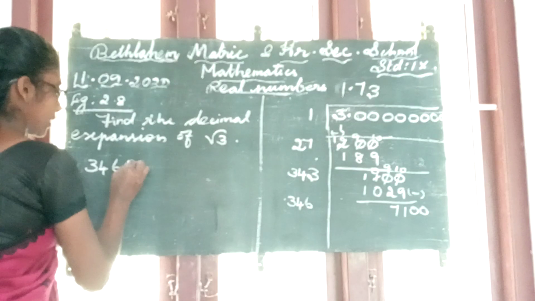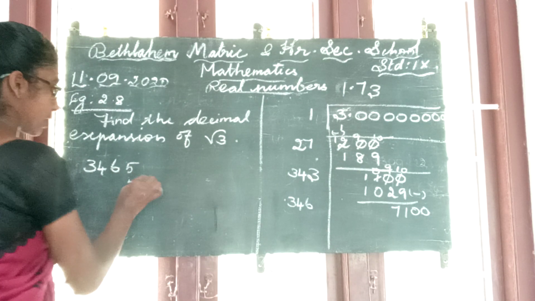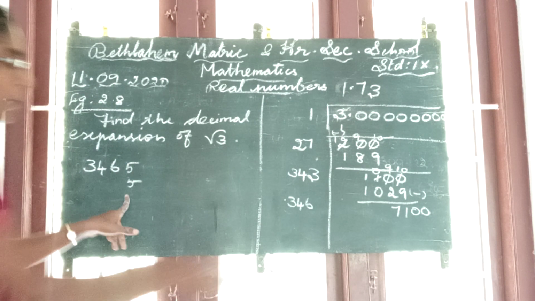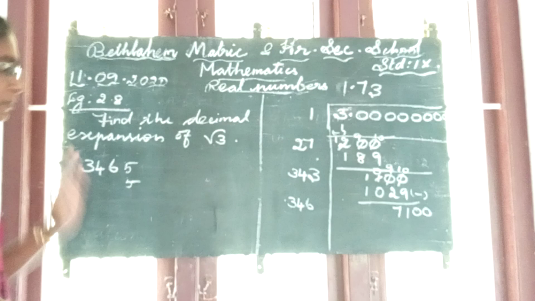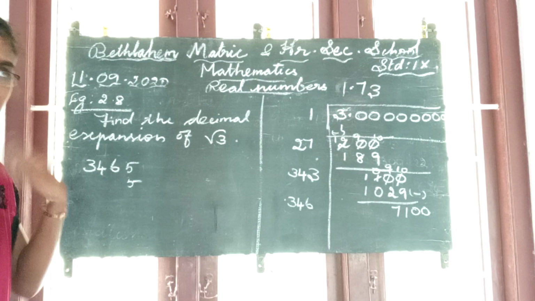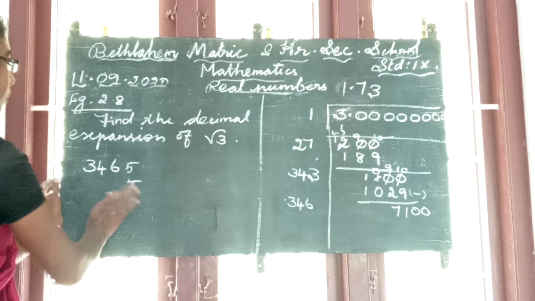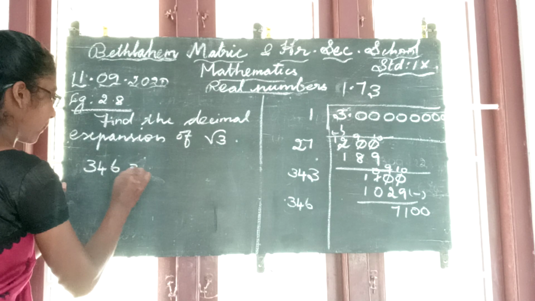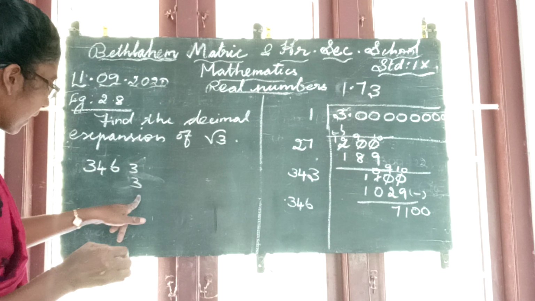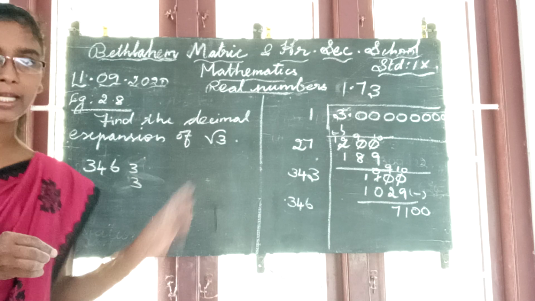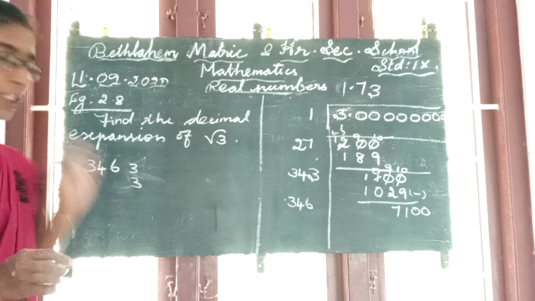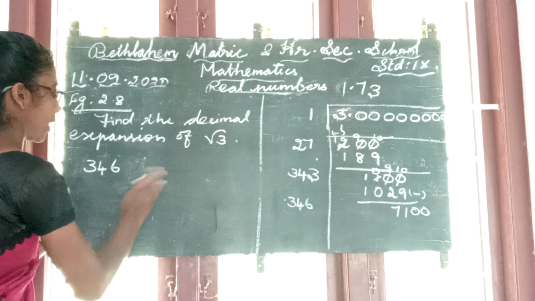So, if you are writing 5, just check it. 5 3s are 15. But here 7 is there. So 5 times it won't go. Less than 5 times only will become. Now, I am checking 3. 3 3s are 9. 7 only is there. So 3 times also it won't come. Next, 2 times we can check.